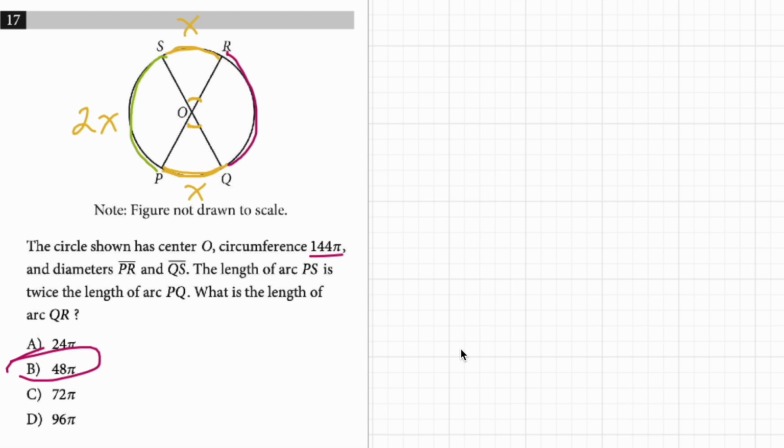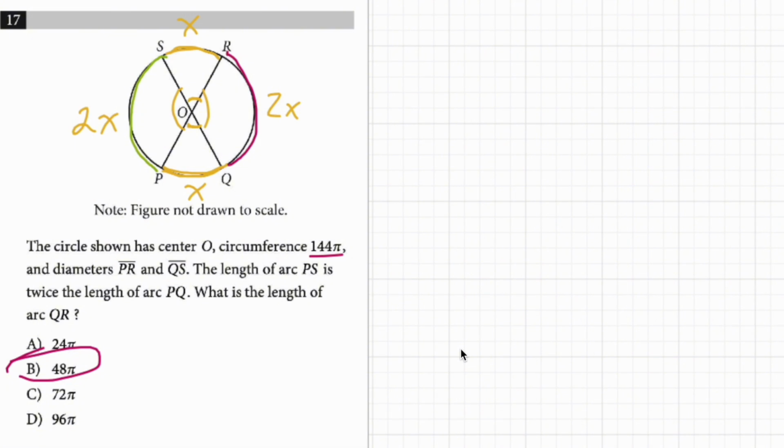Yes. And then QR is also going to be 2X. It looks like 2X. It is, right? Because the same thing, that's vertical, that angle there. So the arc's going to be equal as well. So if you add all those up, you get 2X plus 2X plus X plus X.